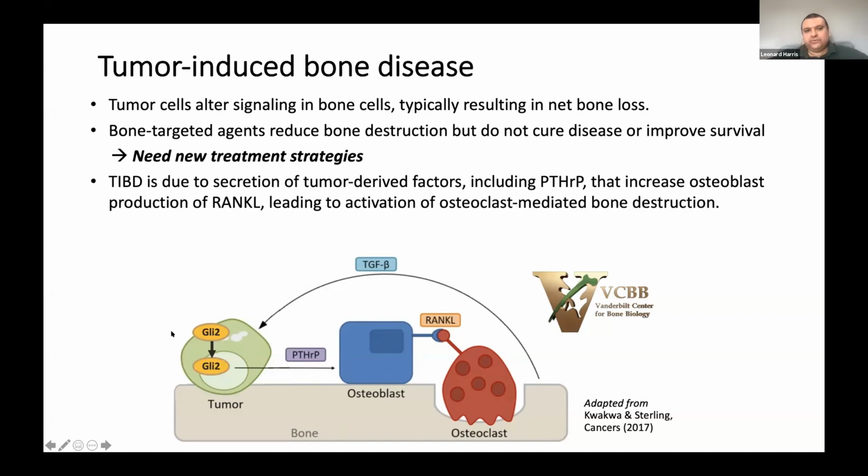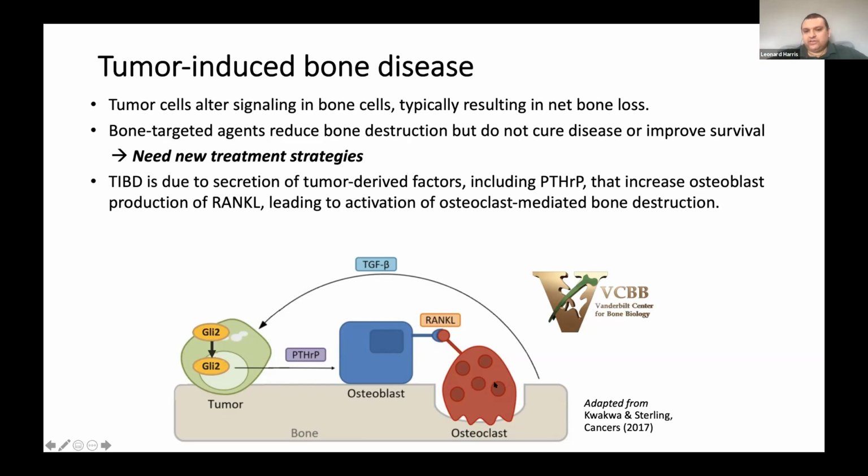At a molecular level, tumor-induced bone disease is due to the secretion of tumor-derived factors. For example, this hormone, parathyroid hormone-related protein, PTHrP, is secreted out of tumor cells, and it interacts with osteoblasts to drive expression of RANK ligand on the surface of osteoblasts, which then activate osteoclasts, the cells that consume the bone matrix. So basically, the tumor cells secrete factors that knock the natural bone production and consumption processes out of whack. And so the osteoclasts consume more bone than they normally would.